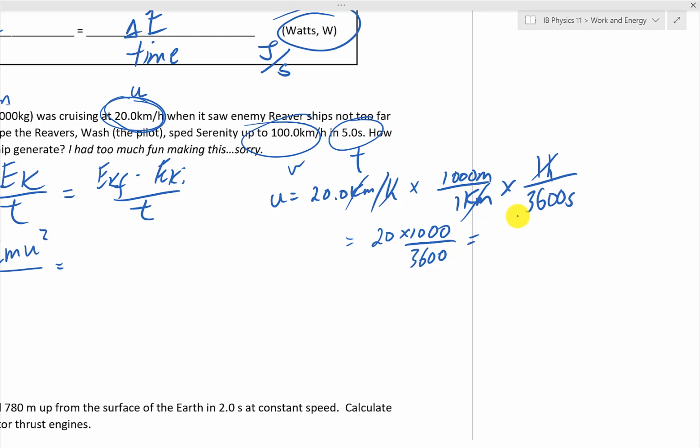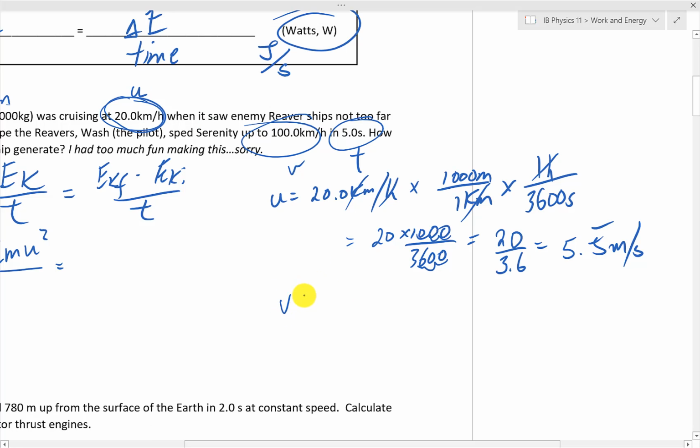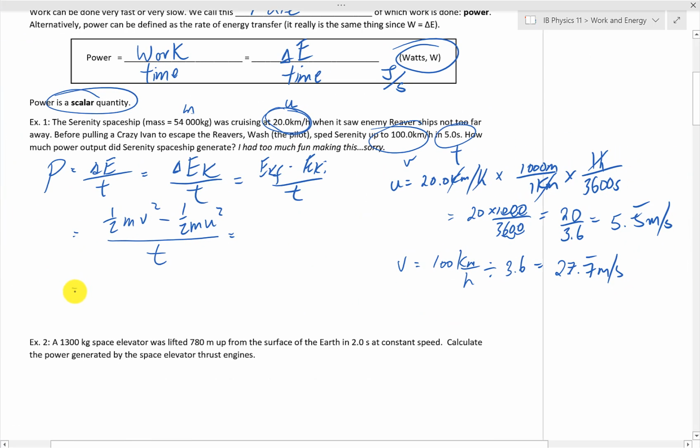Let me teach you the shortcut, which is essentially just 20 divided by 3.6. Why? If you move the decimal places on the top and bottom, you are multiplying by 1 over 3.6, which is the same as dividing by 3.6. So 20 divided by 3.6 gives 5.5 repeated, and I make sure I save all those digits, in meters per second. I do the same for the final velocity, just dividing by 3.6, which is much faster. I get 27.7 repeated, and I save all those digits, in meters per second. Now I can finally put this into my power equation to solve for power.